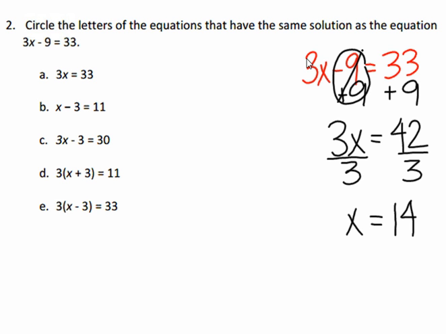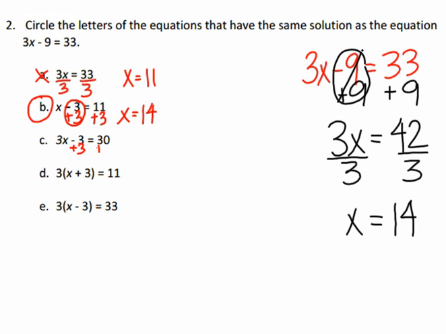Okay, part A, if I divide by 3 on each side, I get x equals 11. So that one can't work. I'll cross that off. Part B, add 3 to each side. We get x equals 14. That one does work. I'm going to keep going just to make sure that there aren't any others that will also work.